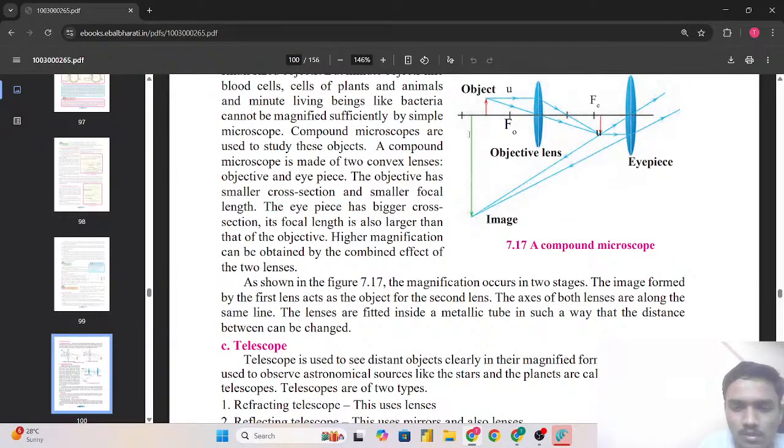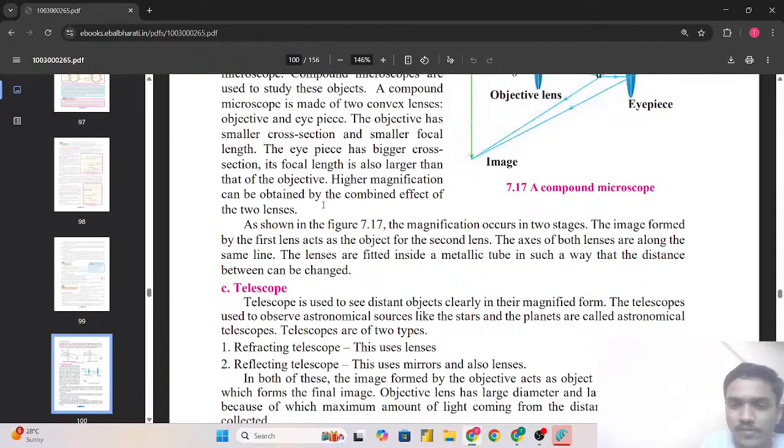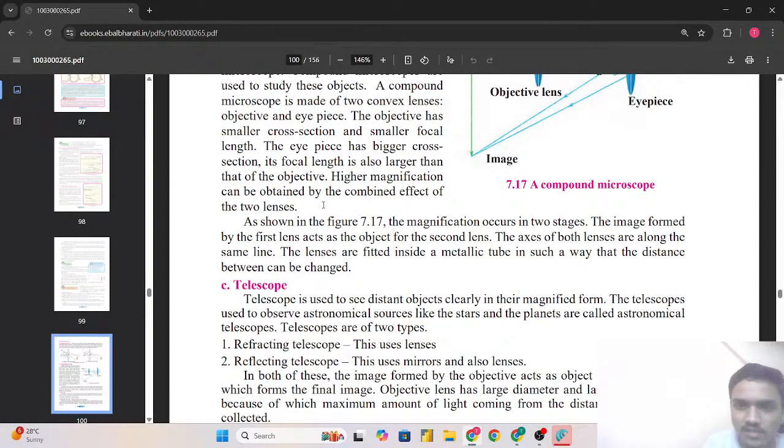और ये जो lenses है that are fitted in a metallic tube in such a way that the distance between them can be adjusted. मतलब objective and eyepiece के बीच का जो distance है that we can adjust as per our need, so we are able to get a clear and good quality image.